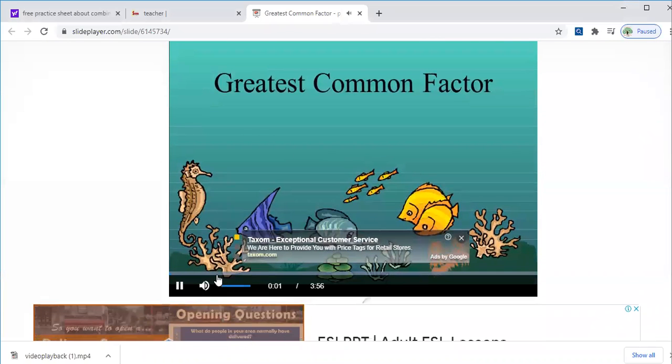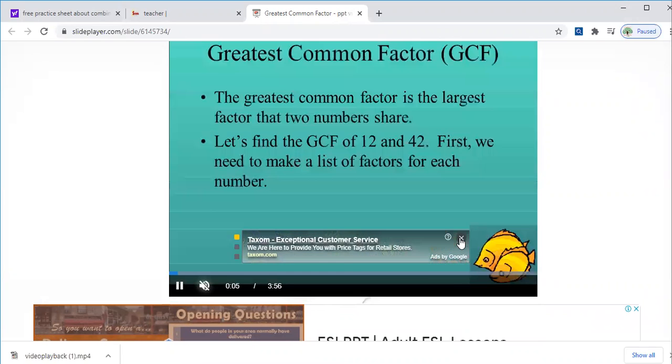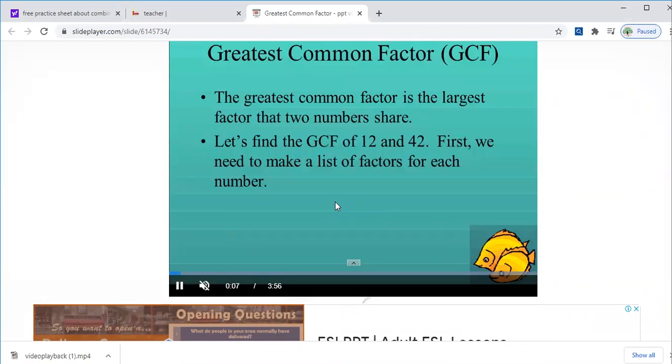Today we will start with lesson 8.1 in our book, which is about the greatest common factor. First of all, we have to know the meaning of greatest common factor. The greatest common factor is the largest factor that two numbers share. Let's find the GCF of 12 and 42.